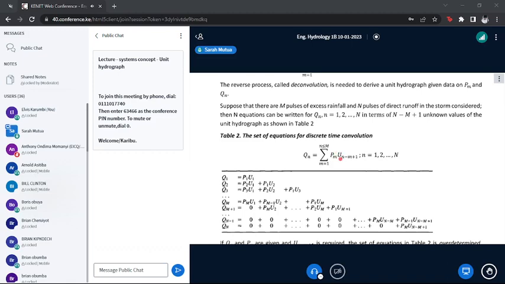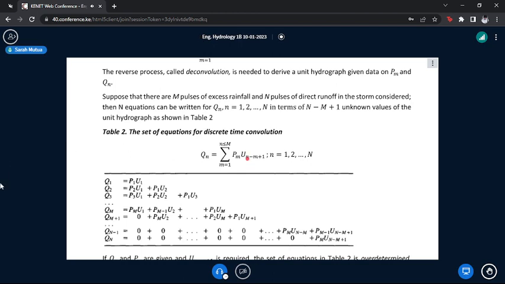The number of time steps of the unit hydrograph is given by the number of measured direct runoff time steps minus the number of rainfall pulses plus 1. That should give you the total number of pulses for the unit hydrograph.